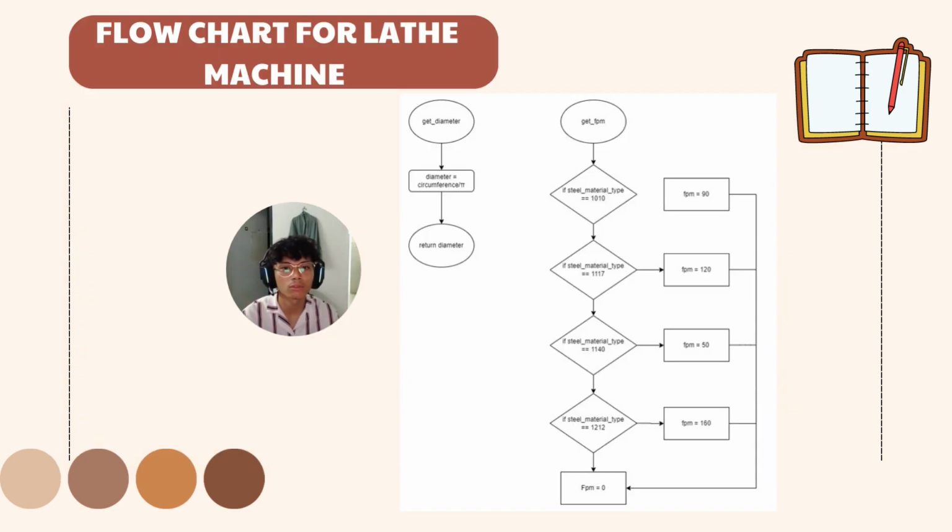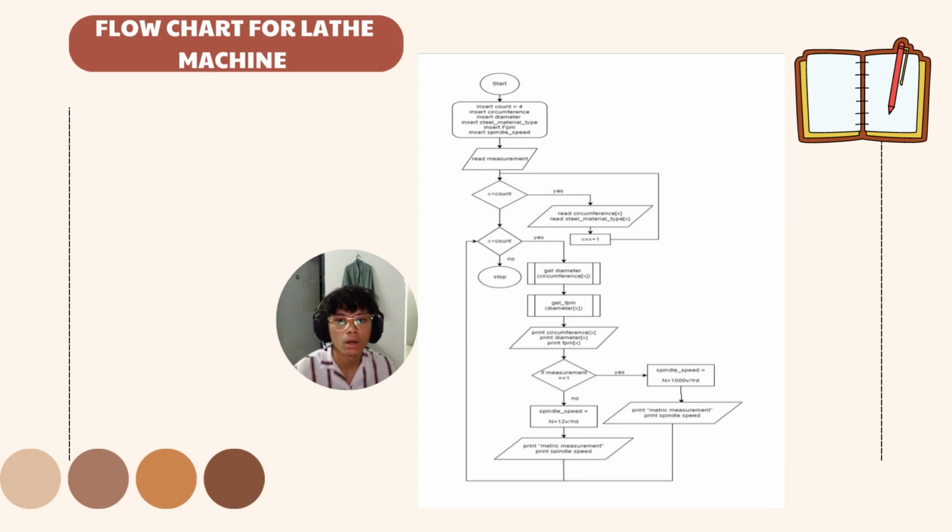This is a flowchart for the lathe machine, to know the steel material type for FPM and to get the diameter. Continuing the lathe machine chart, this chart is to get the metric measurement print spindle speed.